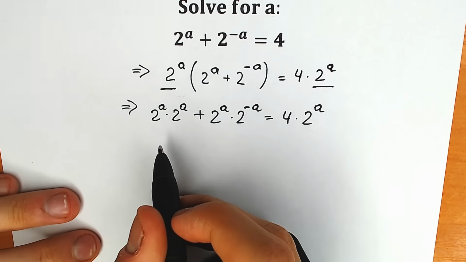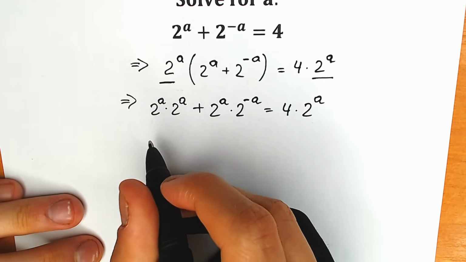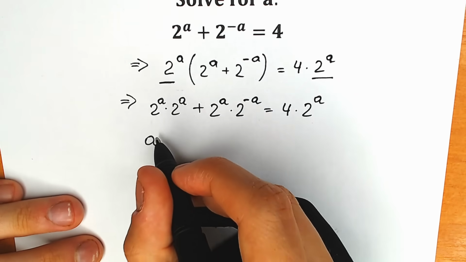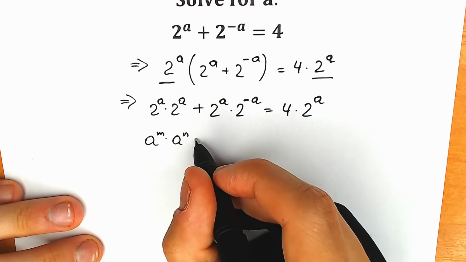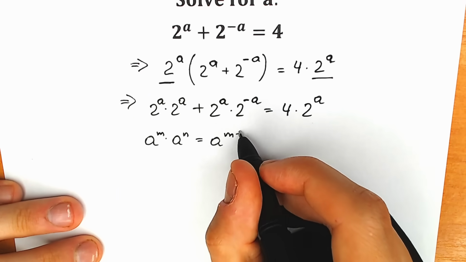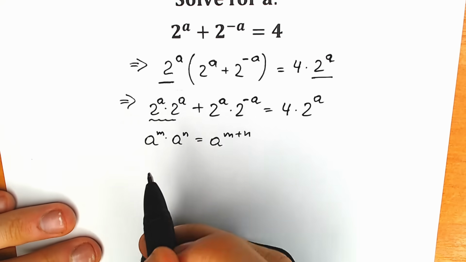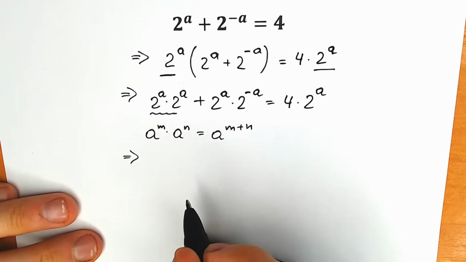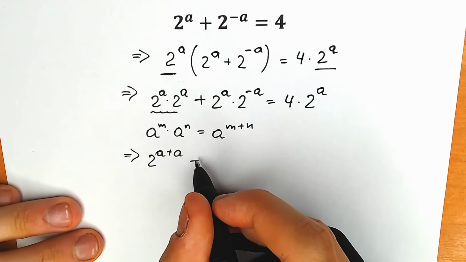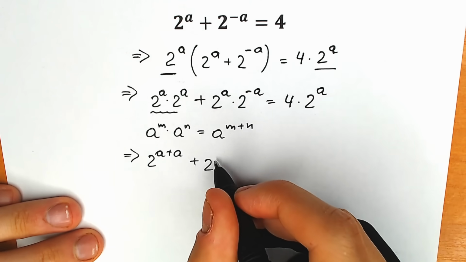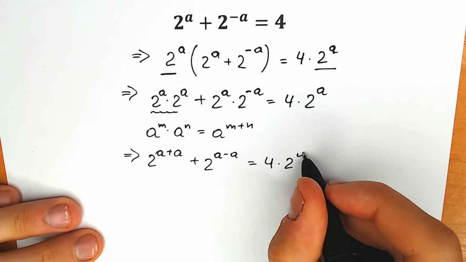What do we have? We need to know a really important math property, a really important math rule. So whenever we have the same base but different powers, so whenever we have a to the power m times a to the power n, we can write it as a to the power m plus n. So as a result, let's write right here 2 to the power a plus a. And right here we have plus 2 to the power a minus a equal to 4 times 2 to the power a.